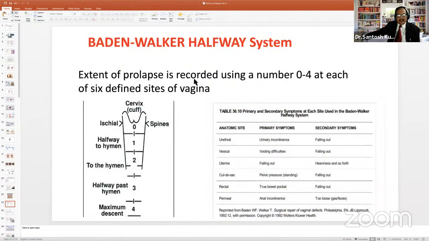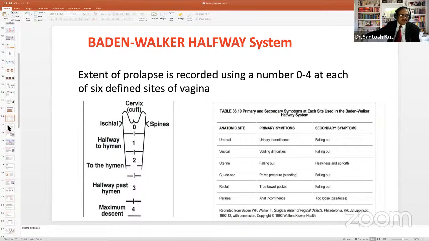And there is a method to stage the status of the prolapse. From the ischial tuberosity, if the cervix is there, this is 0. If the prolapse is halfway between the ischial tuberosity and the hymen, this is 1. If the uterus is up to the hymen, it is 2. Halfway past the hymen, it is 3. And complete descent, procidentia, is 4. So these are the classifications of the prolapse.